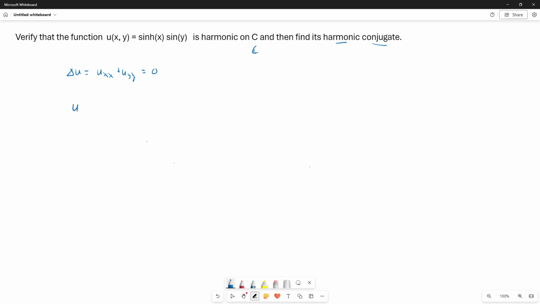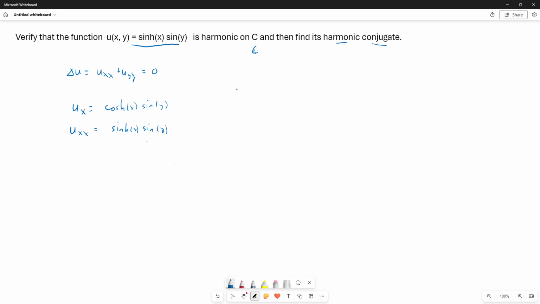So let's do that. u sub x, here's our function. The derivative with respect to x, the derivative of the hyperbolic sine is the hyperbolic cosine. So we have hyperbolic cosine of x times the constant sine of y. If we're differentiating with respect to x, then y is a constant. And so u sub xx, take the derivative of hyperbolic cosine, and that is positive hyperbolic sine. So we get back to where we started.